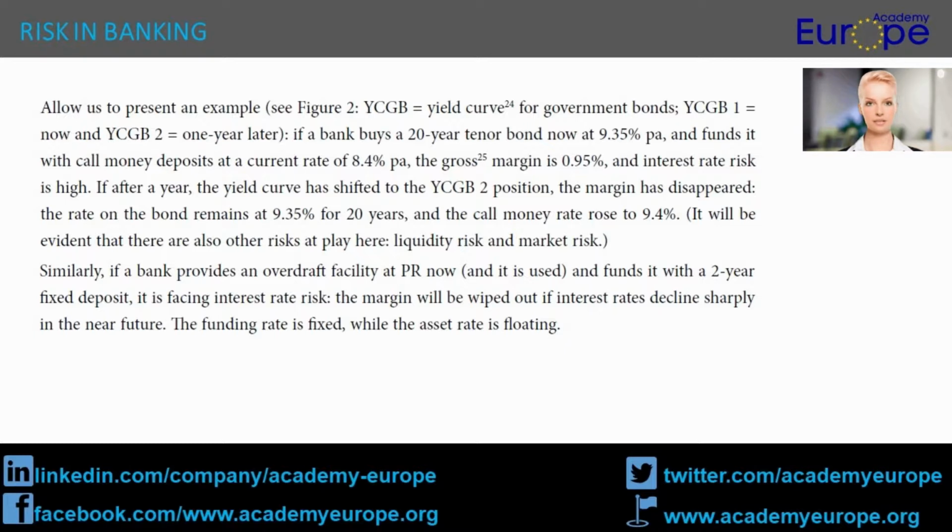It will be evident that there are also other risks at play here, liquidity risk and market risk. Similarly, if a bank provides an overdraft facility at PR now, and it is used, and funds it with a 2-year fixed deposit, it is facing interest rate risk. The margin will be wiped out if interest rates decline sharply in the near future. The funding rate is fixed, while the asset rate is floating.